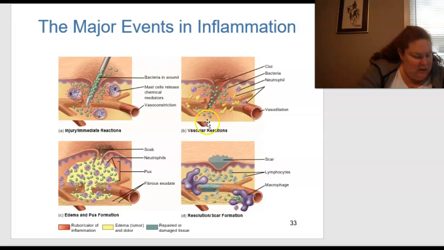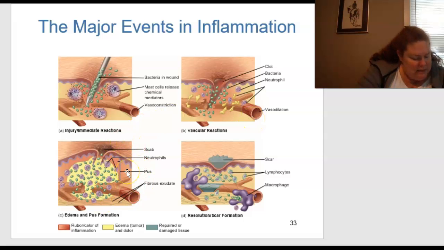Then we go to B, and these are our vascular reactions. This is where the nearby blood vessels are going to dilate, increasing the blood flow, increasing the vascular permeability, and increasing the leakage of fluid to form the exudate. You have your clot that's going to form, you have your bacteria, you have your neutrophil, then you have your seepage here of the plasma and the migration of white blood cells out of the blood vessels. And again, you now have vasodilation.